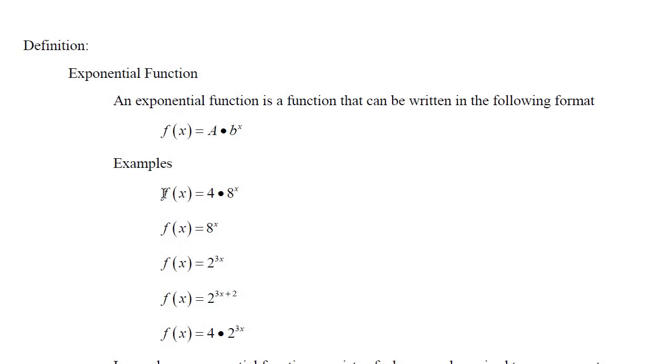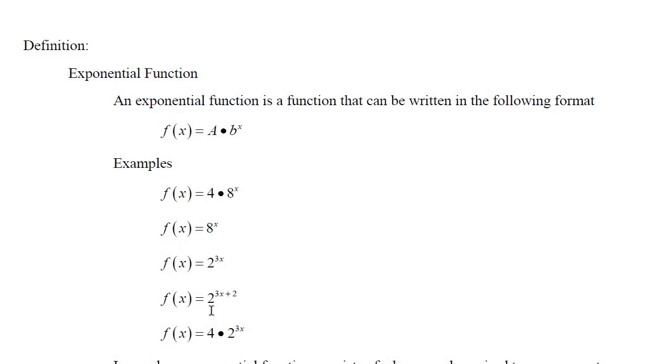So here are some examples. f of x is equal to 4 times 8 raised to the x exponent. Another example, f of x is equal to 8 raised to the x exponent. So we can have a coefficient in front, but we don't have to. We have f of x is equal to 2 raised to the 3x. We don't have to have just a variable. We could have a coefficient times a variable in the exponent.